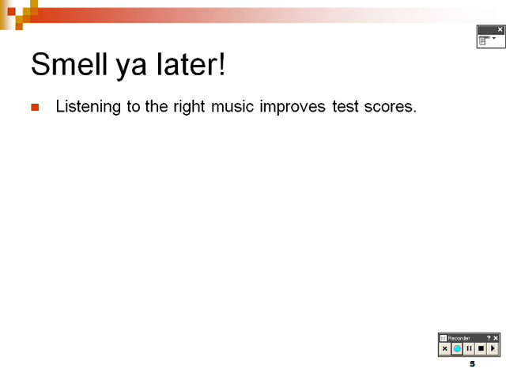Here's an example. I'm calling it Smell You Later. It starts with this. It's known that listening to the right music improves test scores. You're told that listening to Mozart before you take the ACT or the SAT or whatever is going to improve your performance on that particular test.